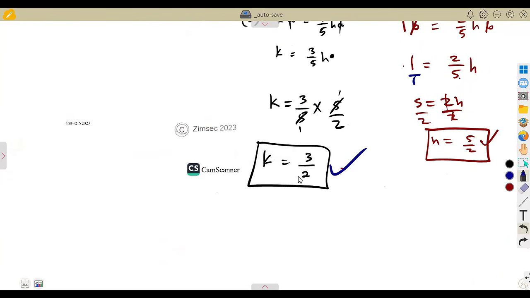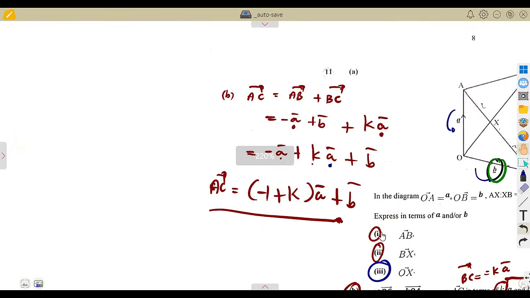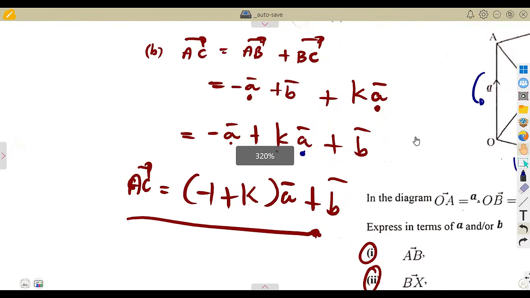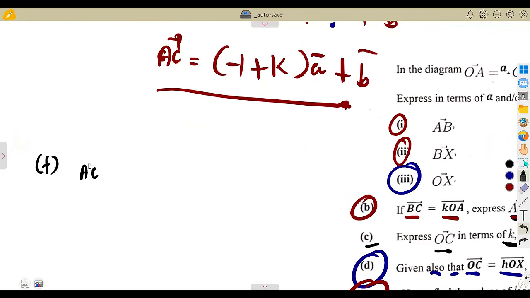K is equal to what? 3 over 2. So I'm going to substitute in vector AC. This is our vector AC here. Where there is K, we are going to substitute the 3 over 2 that we calculated there. That was going to give us the vector AC in terms of A and B only.